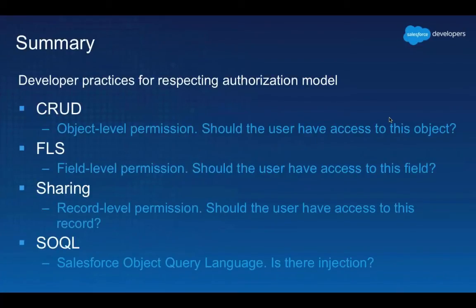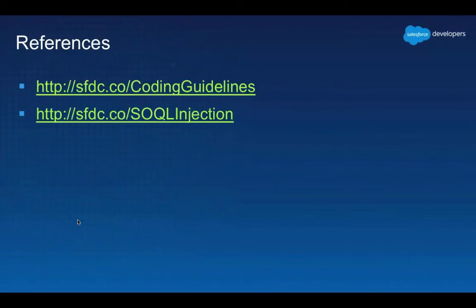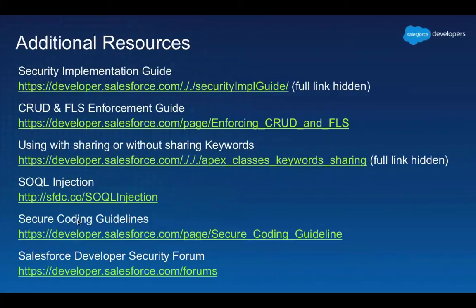Cool. So that wraps up the SOQL injection demo and how to fix that. In summary, we've covered a lot of the best practices for respecting the authorization model. We talked about CRUD, object level; FLS, field level; sharing, record level permissions; and we talked about SOQL injection. So you want to be aware of access control violations and the potential for SOQL injection when you're writing Apex code. We have some additional resources, which we'll distribute in the slides: secure implementation, CRUD and FLS guides, with or without sharing, SOQL injection, secure coding, etc.